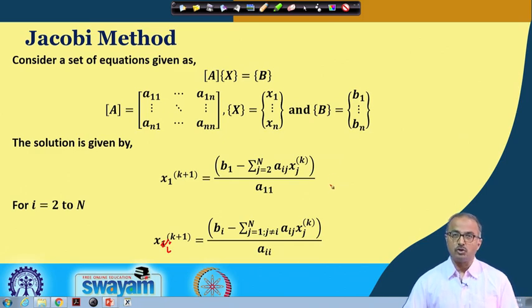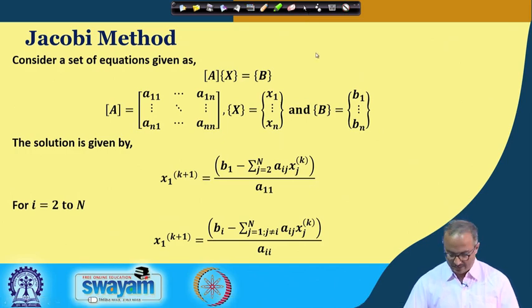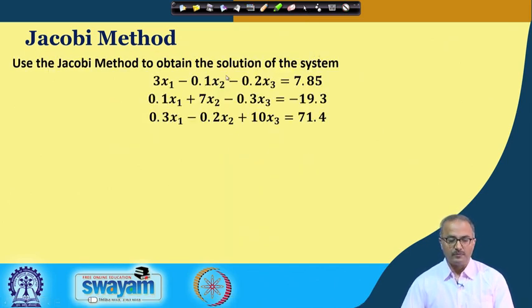Now, this Jacobi method was found to be less efficient. So, a modification was done, and that gave us the Gauss-Seidel method, which I shall be talking about now. In this method, okay, first let us see the example problem here before we go to the next method.